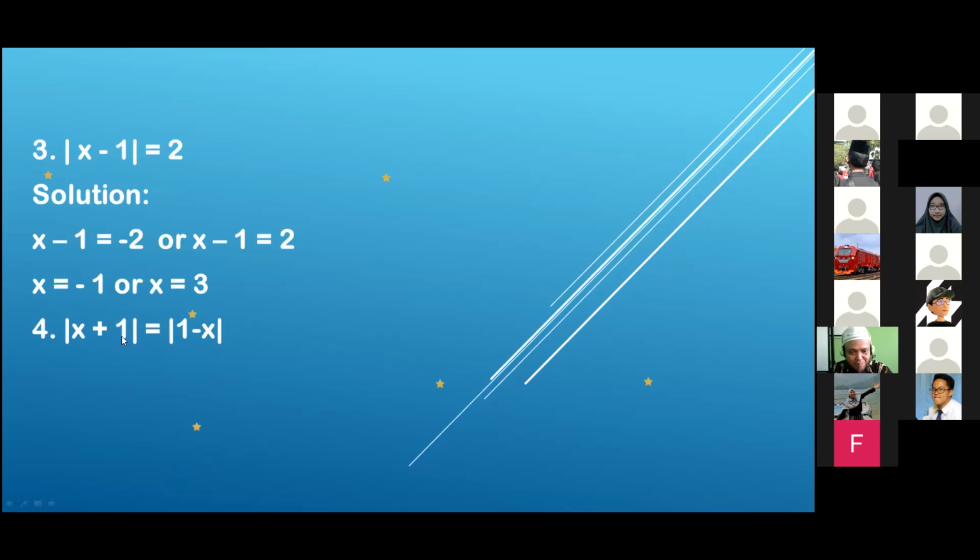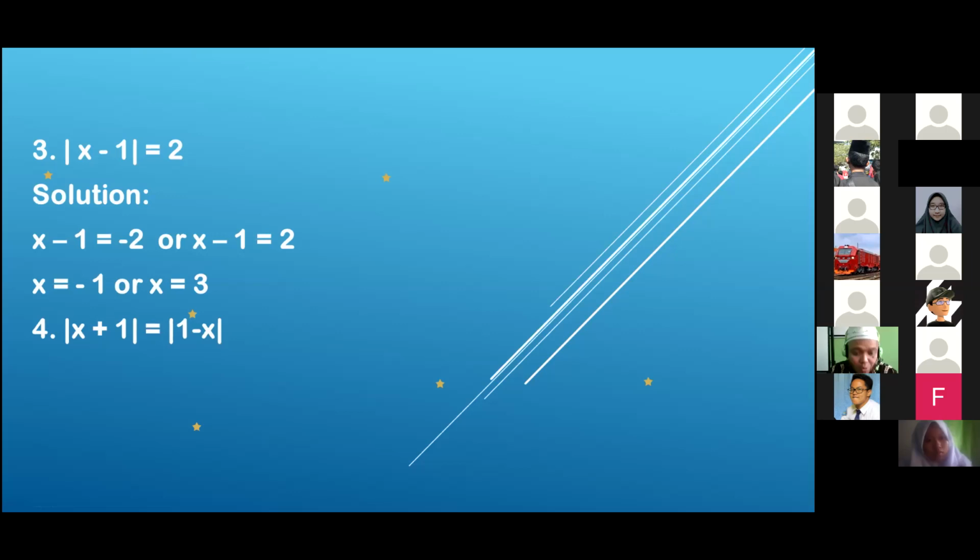X plus 1 may be negative or positive. Similarly, 1 minus x may be negative or positive. So we have 4 cases. The first case, x plus 1 positive and 1 minus x also positive. Okay, listen to me. Once again, x plus 1 may be negative or positive, and 1 minus x may be negative or positive. So we have 4 cases.